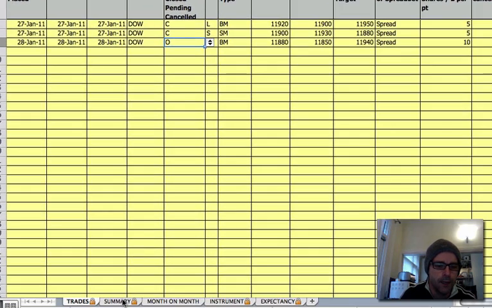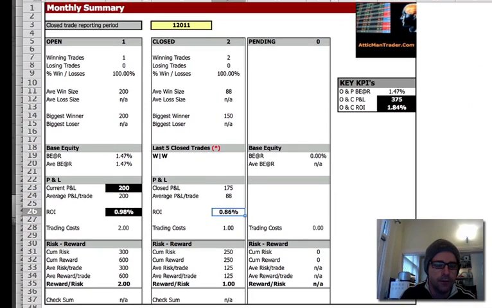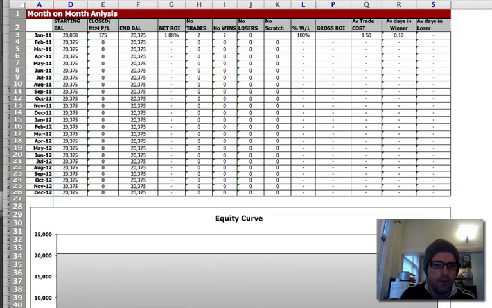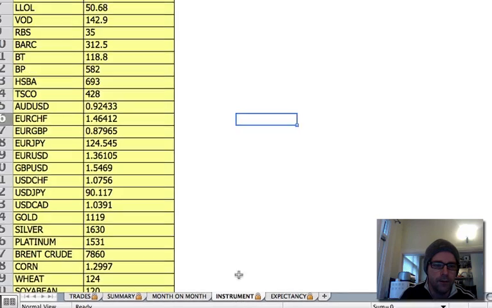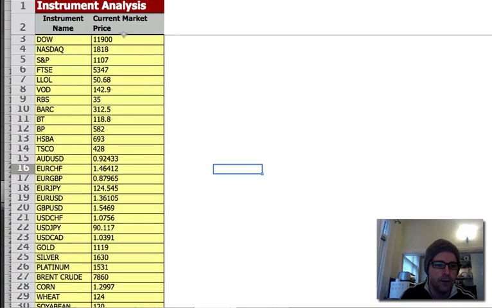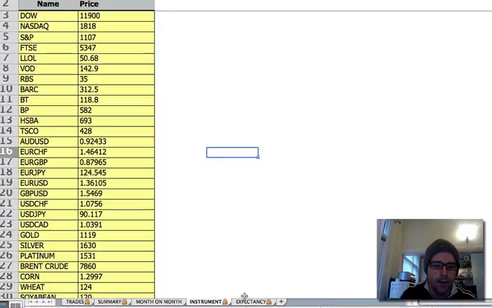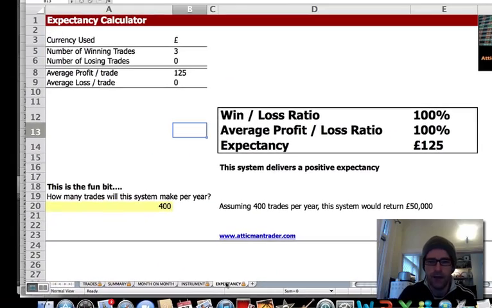The second tab shows a summary of those trades by trade status, whether they're open, closed or pending trades, and then we have a month-on-month analysis with an equity curve. This is where we insert the details of the instruments that we're trading, and then the last tab is a tab showing the expectancy of the trades that you're entering into the system.